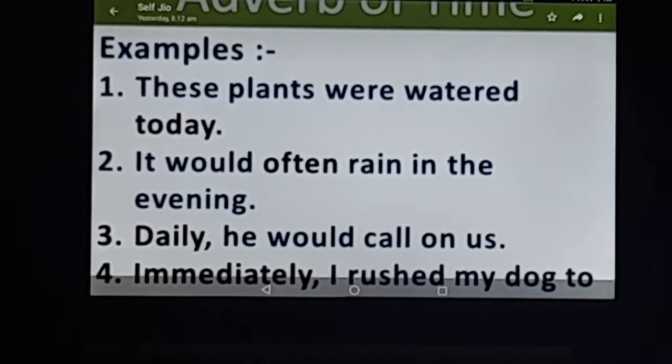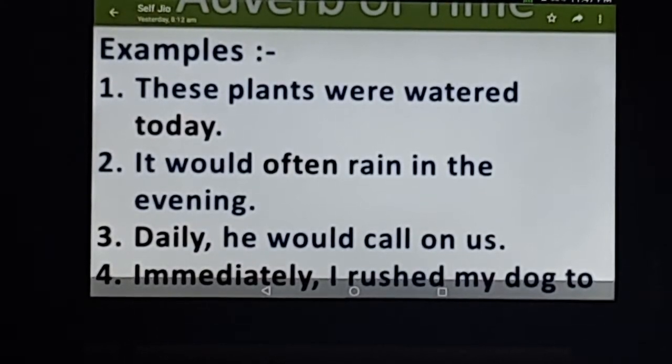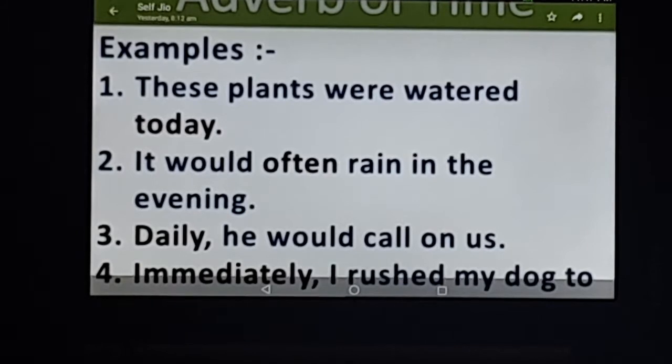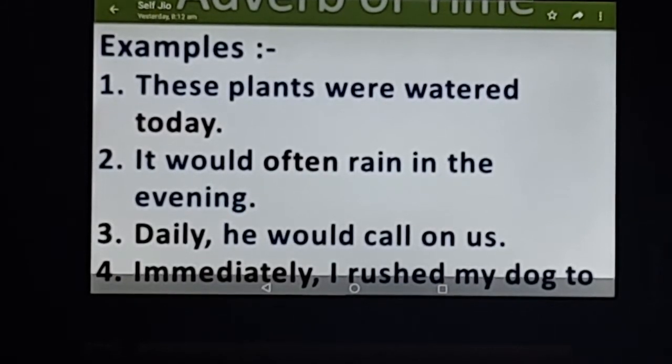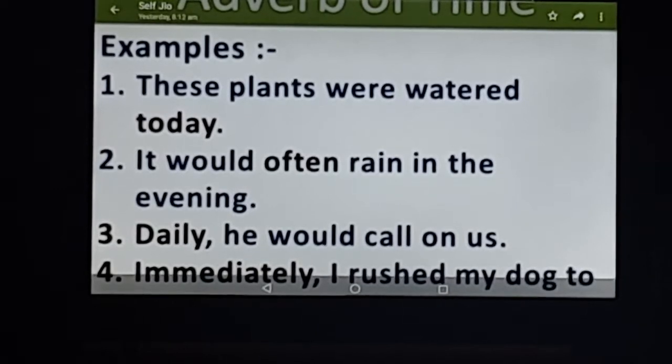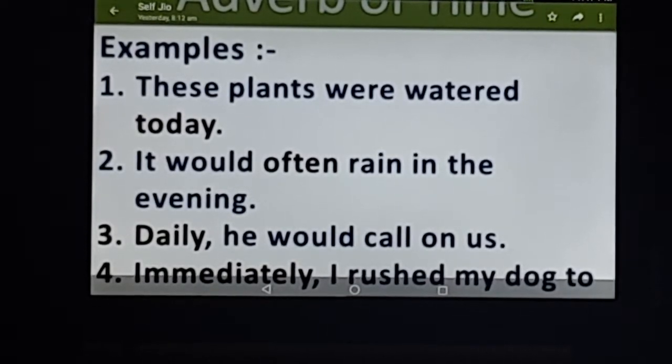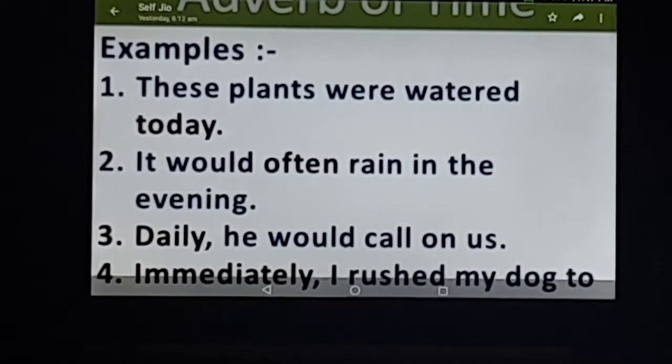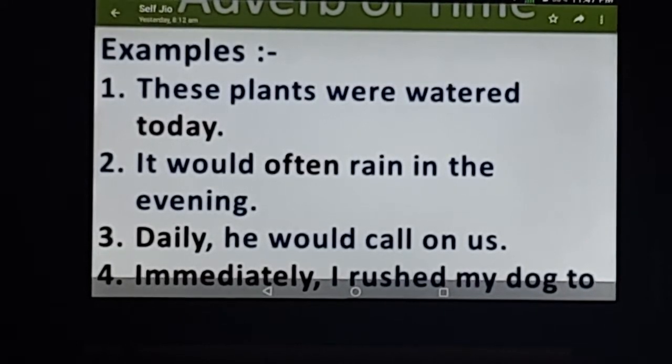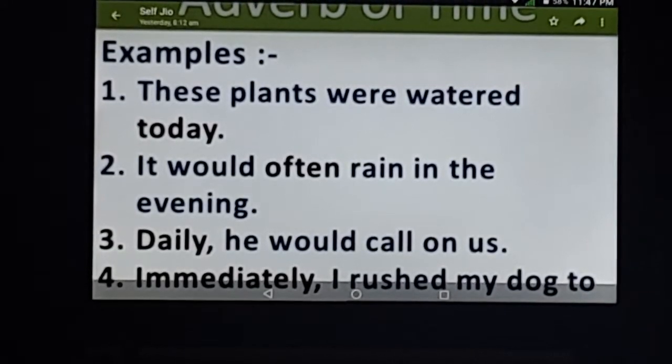These plants were watered today. Today is the adverb of time, so it has been placed at the end. Now see, in the second, it would often rain in the evening. See, it has been placed in between would and rain. What is would? Would is a helping verb. Rain is the main verb. So this often has been placed in between these two verbs.